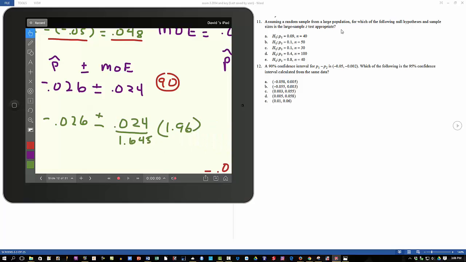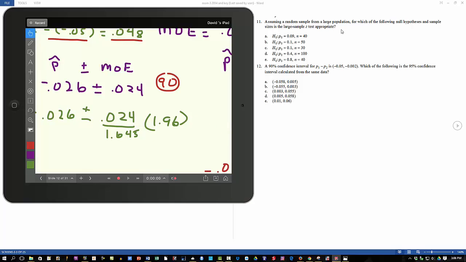And now, since that margin of error for a 90% confidence interval was 1.645 times standard error, I can divide by 1.645 here, and that'll give me the standard error, since the 0.024 is z times the standard error. So I'm just dividing the z value of 1.645, and then I'm multiplying by 1.96, which is the z value for a 95% confidence interval.